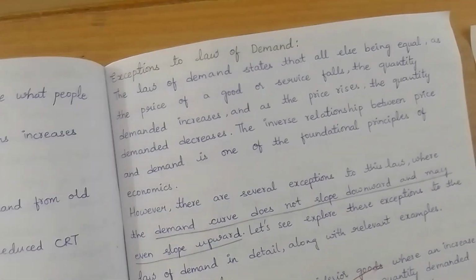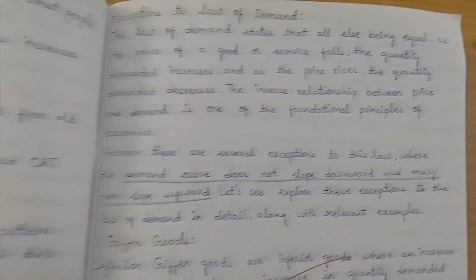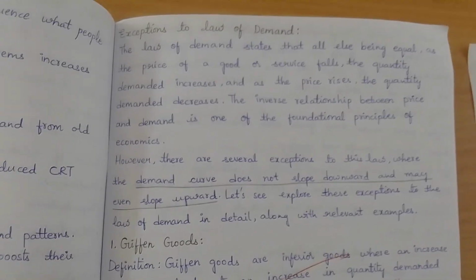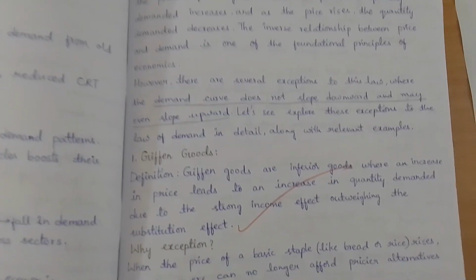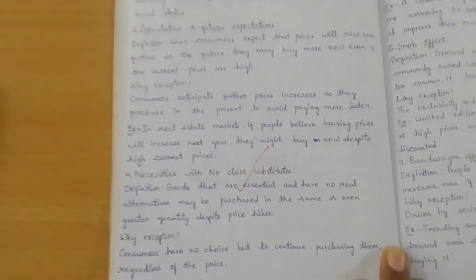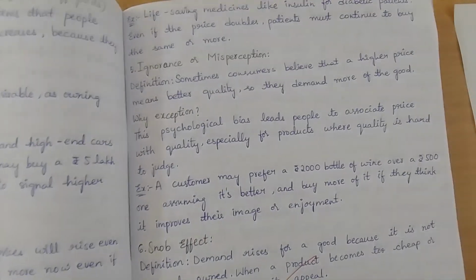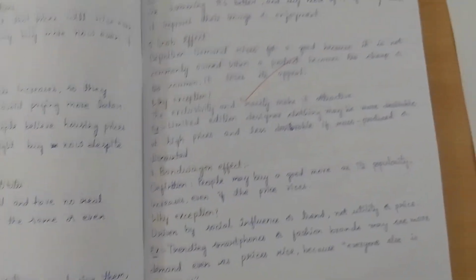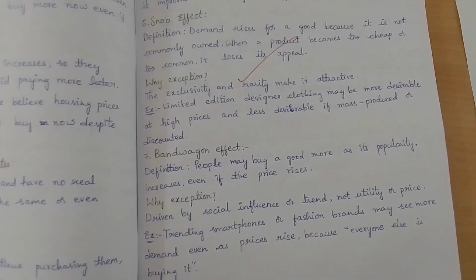Yeah, this is important. Exceptions to law of demand. Now this is something that you have read in your intermediate as well. This is very important. So basically we have got 4 exceptions, but I have included 6 exceptions. One is Giffen's paradox, Veblen effect, speculation or future expectations, necessities with no close substitutes, ignorance or misperception, snob effect. These 6 you will have to remember. This is very important, even in intermediate, even in degree.